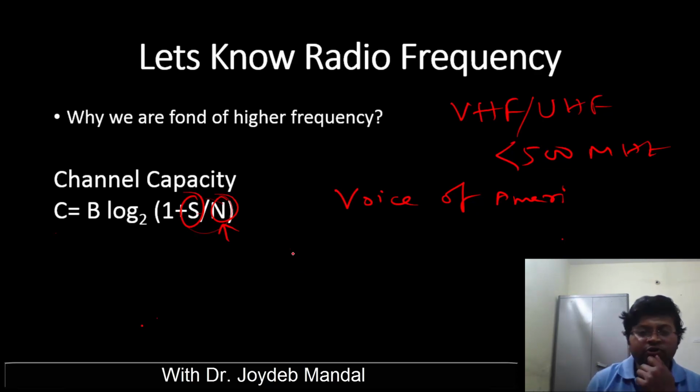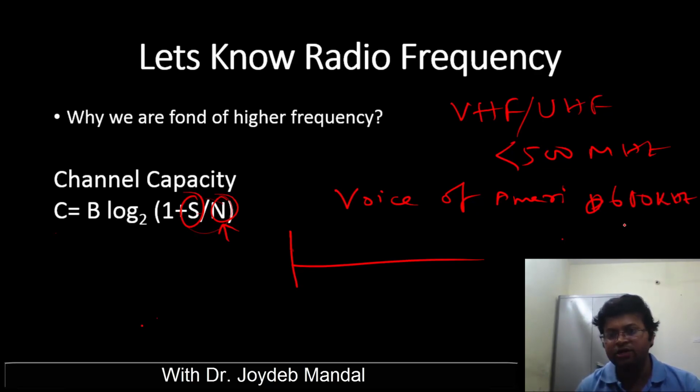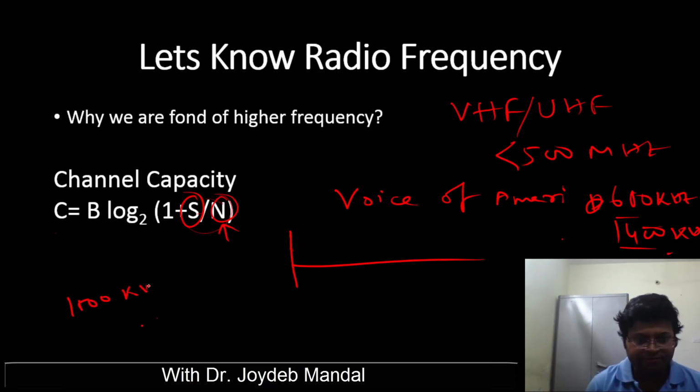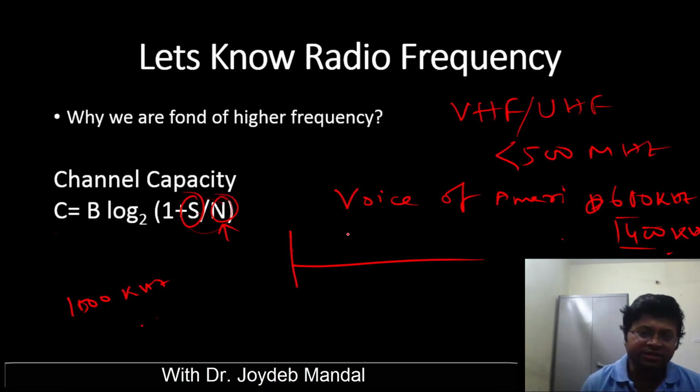Now come to what the wavelength of this signal is. Usually the medium wave radio band uses, for example, 600 kilohertz to 1400 kilohertz. I am not sure about this exactly. So for example, let's take 100 kilohertz, 1000 kilohertz. In this band the wavelength is in meters, kilometers actually.